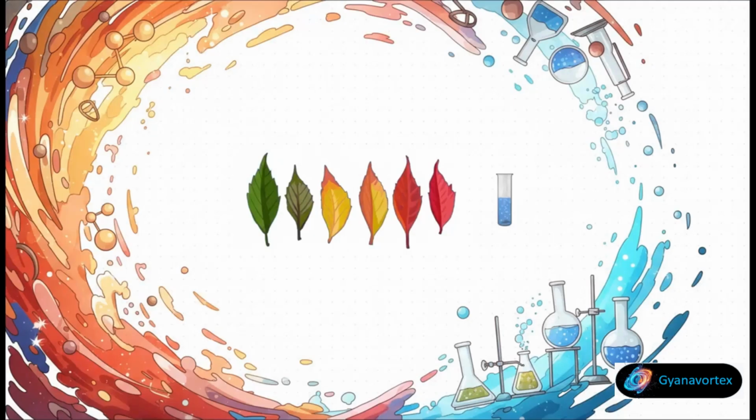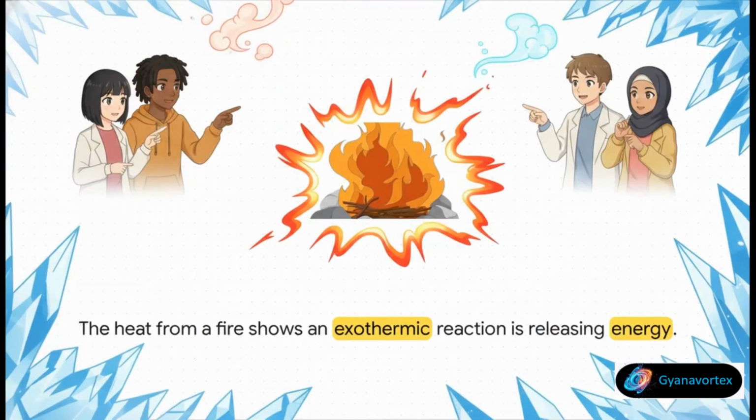And once you start looking, you see these signs everywhere. The incredible colors of autumn leaves, that's a whole series of chemical reactions breaking down chlorophyll. And in a lab, if you mix two things and suddenly see a bunch of fizzing and bubbles, that's a dead giveaway a reaction is happening. Oh, and a change in temperature? That is a massive clue. The reason a fire feels warm is because burning wood is a classic exothermic reaction. It's releasing a ton of energy in the form of heat. If something feels cold, it's an endothermic reaction, sucking heat in from its surroundings.